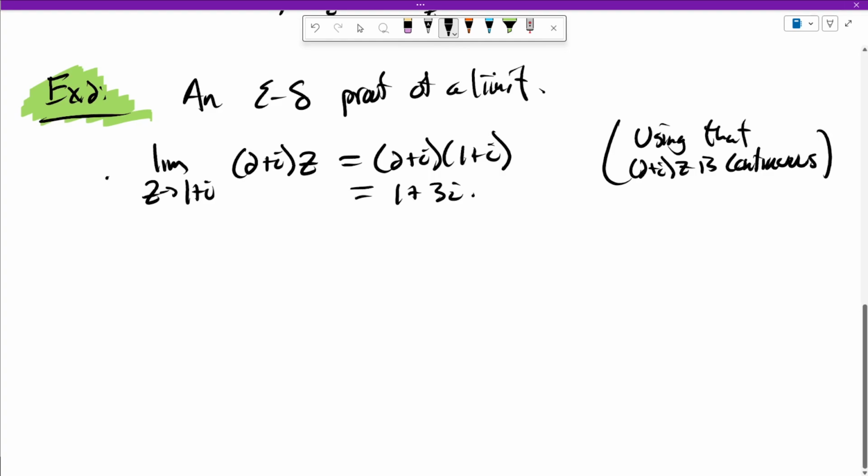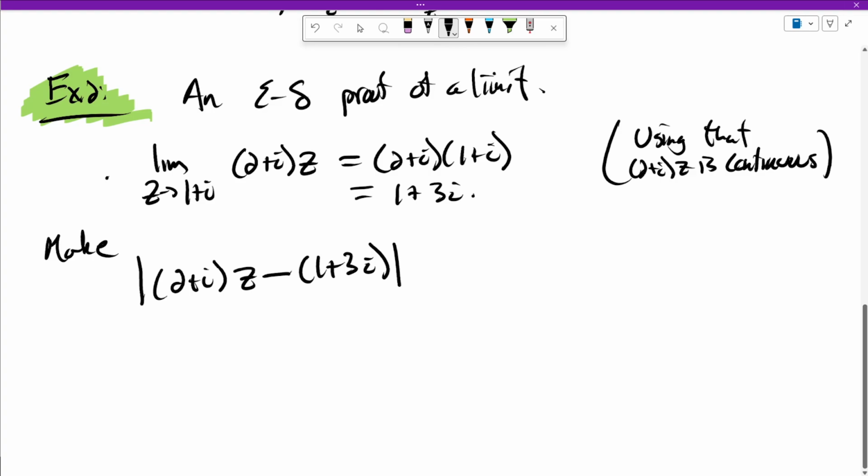So let's do our epsilon-delta proof. What we do in an epsilon-delta proof is try to make the distance in outputs small. So we look at the modulus of 2 plus iz minus (1 plus 3i), and we want to make this small.